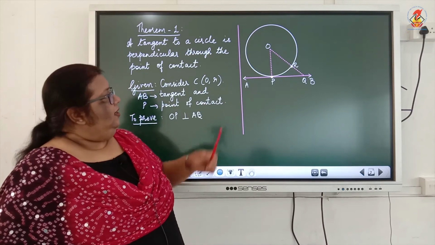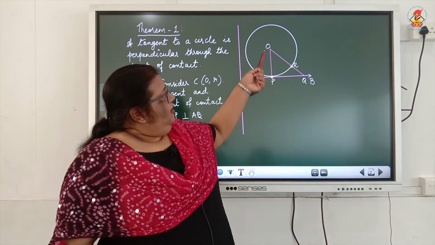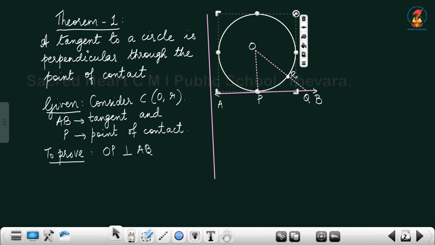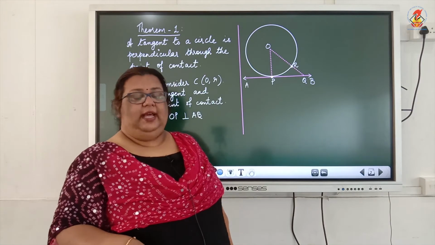So we will start. Now there is a construction. I have joined a line from O that touches the tangent AB. OQ is the line that I have drawn. It touches the circle at the point R. You can see that. So now there is a circle with center O, tangent AB, OP is the radius, OQ is the line drawn, and OQ touches the circle at R. Now we need to prove OP is perpendicular to the tangent.